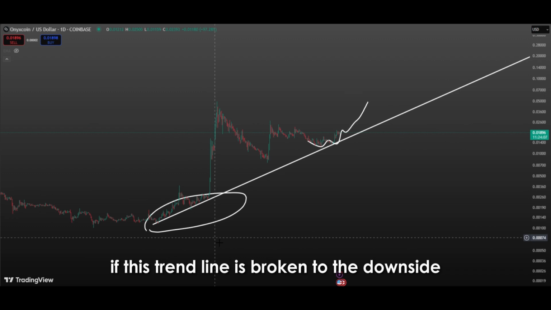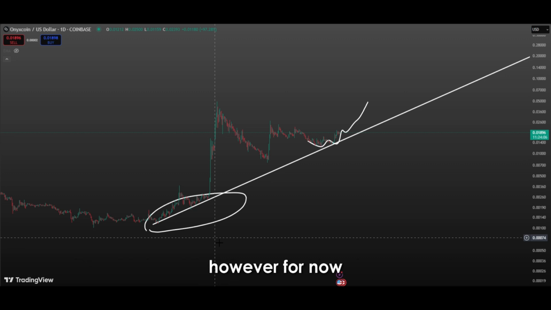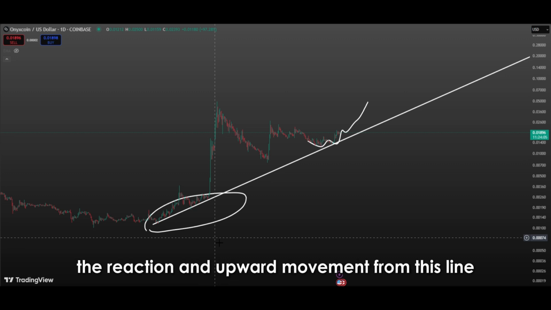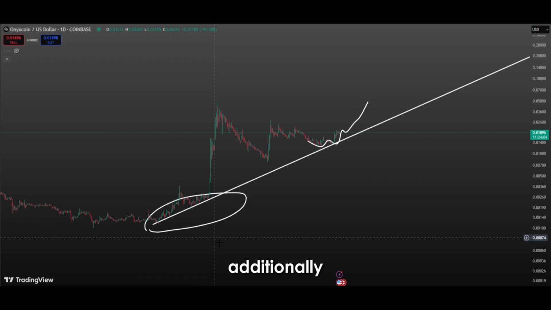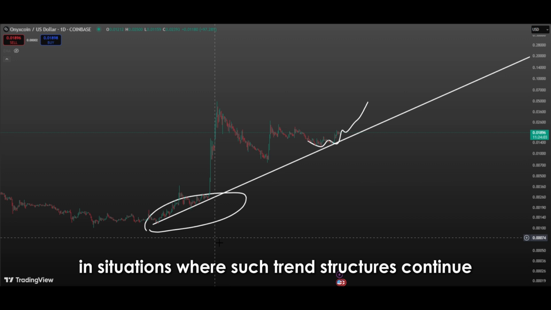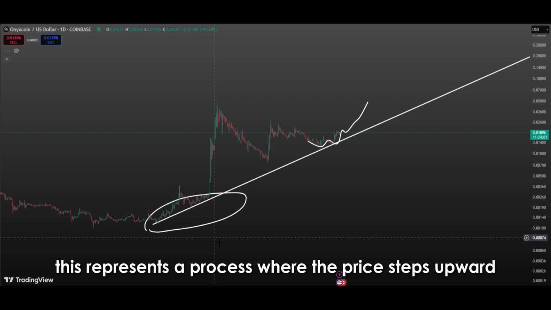If this trend line is broken to the downside, it could signal that the market is losing momentum. However, for now, the reaction and upward movement from this line suggests that such a breakdown is unlikely in the near term. Additionally, in situations where such trend structures continue, the market typically retests previously reached peak levels and eventually surpasses them, creating new highs over time. This represents a process where the price steps upward.